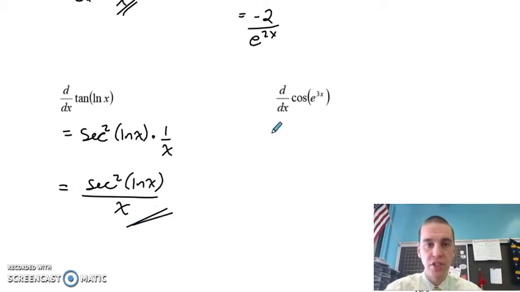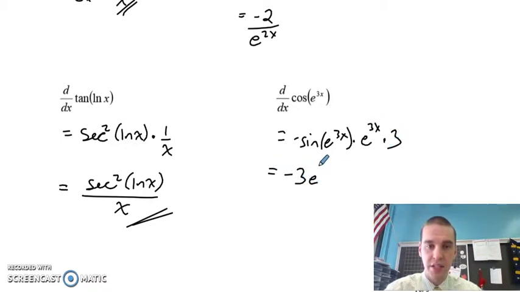And for the last one on the page, cosine, derivative of cosine is negative sine. Keep the inside the same. Multiplied by the derivative of the inside. The derivative of the inside is e to the 3x, so e to the 3x, because the derivative of e is the same thing, multiplied by the derivative of 3x, 3. Negative 3, e to the 3x, sine e to the 3x. Done.